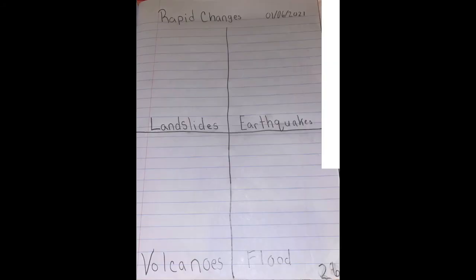After you have updated your table of contents, you will also need to set up page 26 with 4 boxes of rapid changes. You will make 4 boxes on page 26. In the first box, you should write landslides. Box number 2, you will write earthquakes. Box number 3, you will write volcanoes. In box number 4, you will write flood. You have about 1.5 minutes to add this into your journal. If you need more time, you can pause the video.